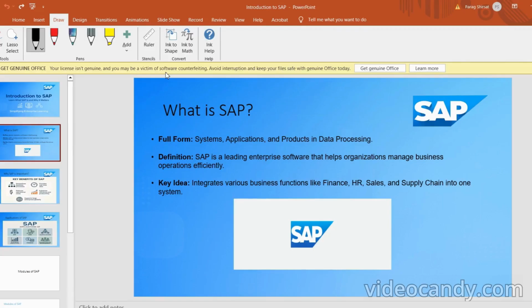Think of SAP as the backbone of a company, connecting different departments like finance, human resources, sales, and supply chain all in one system. This way, instead of every team working separately, everything is integrated and stored in a centralized place.